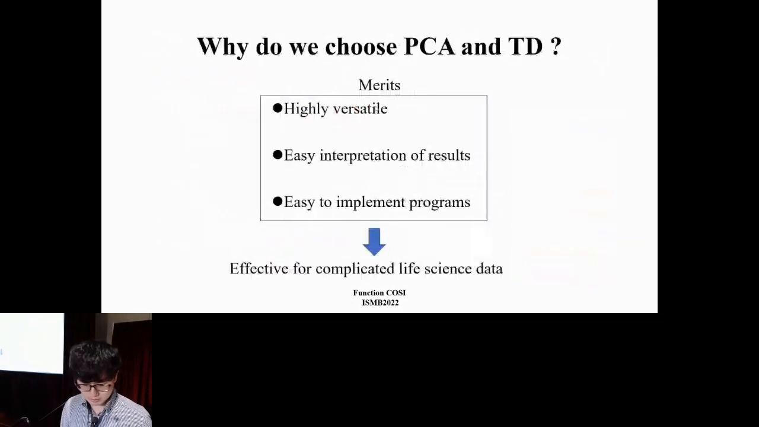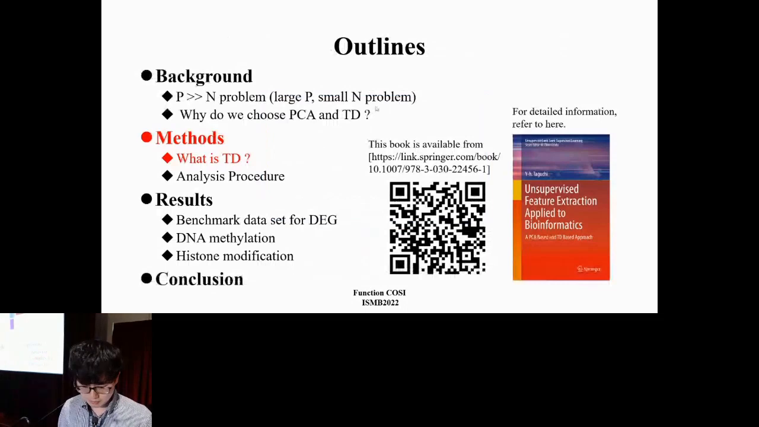Next, why do we choose PCA and tensor decompression? These are the reasons. The first is the ability to handle a variety of data. Second, interpretation is easy. Third, it is easy to program and computationally inexpensive because both PCA and tensor decompression are unsupervised learning.